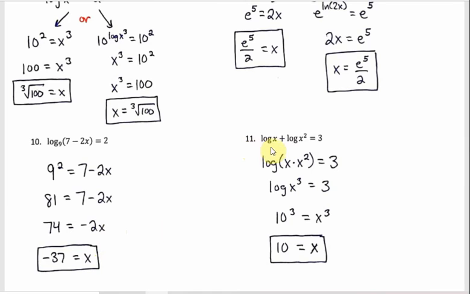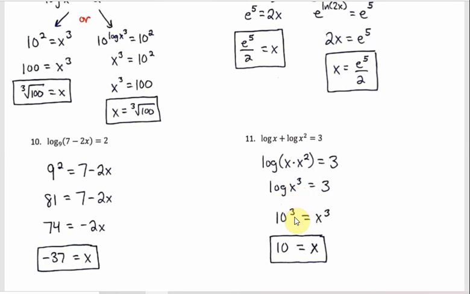Number 11 has got 2 logs, but they're added together. So using another one of those log properties and using it in the reverse order from how we typically use it, you can rewrite the sum of 2 logs as the log of a product, so the log of x times x squared. But x times x squared is x cubed. And this is base 10 log since the base isn't written in.